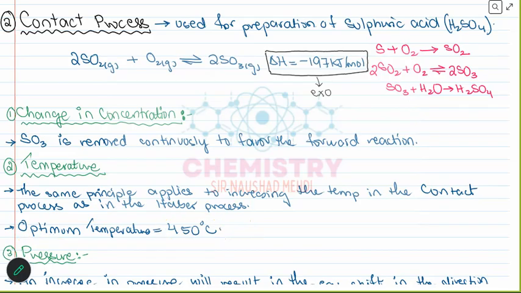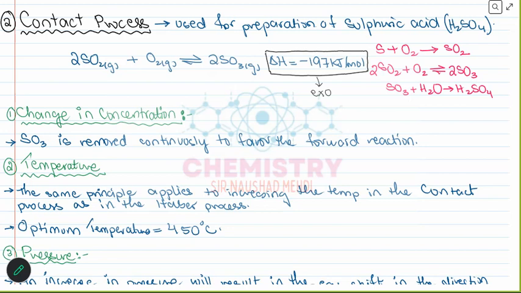You cannot lower it further because if you do, the rate of reaction will decrease. We do not want the rate of reaction to decrease a lot. That's why the optimum temperature is 450 degrees Celsius. Understood?